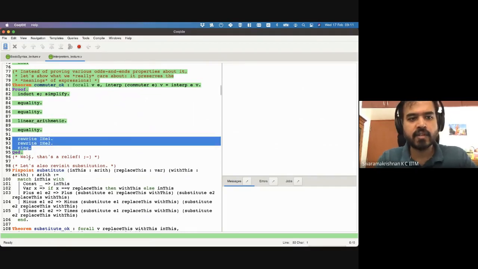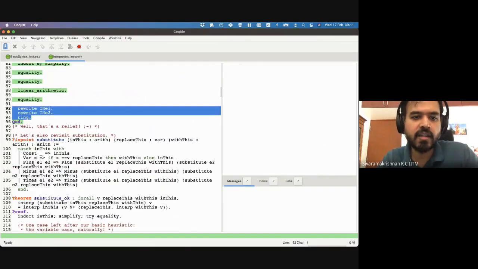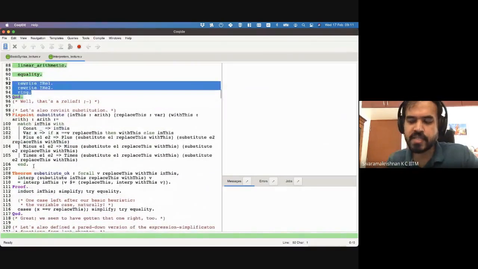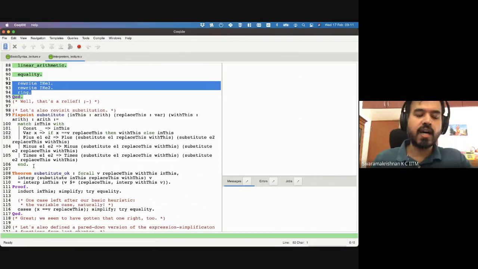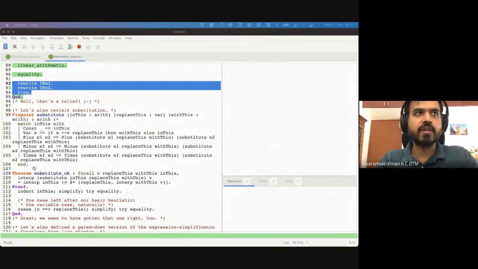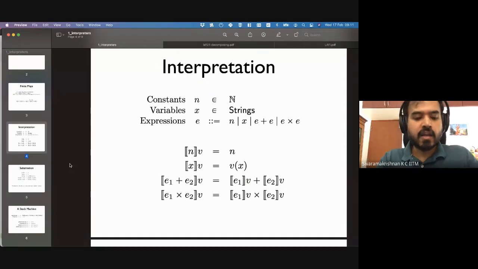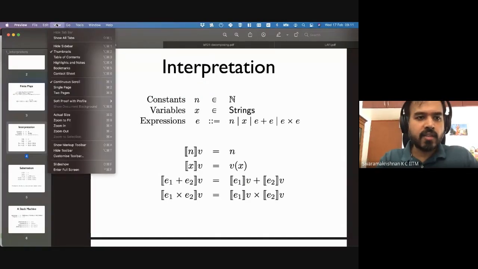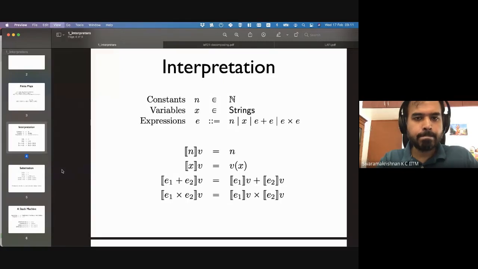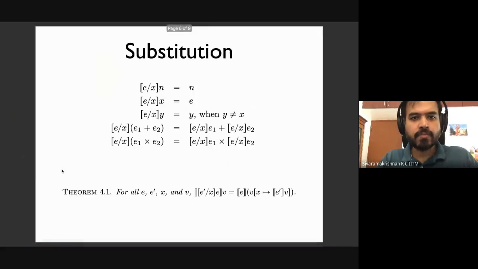Okay, so that's fine. So let's also revisit substitution that we, actually, let's switch to a slide. So it might be useful to actually have a look at this once before we look at what we do in Coq. Okay, so we are doing substitution. Substitution we defined in the previous lecture.